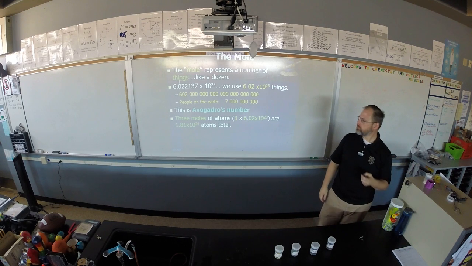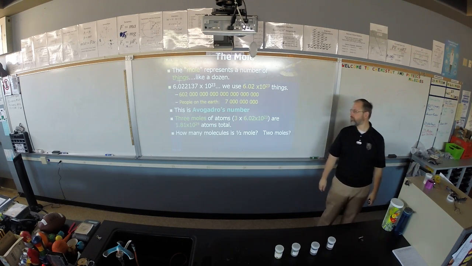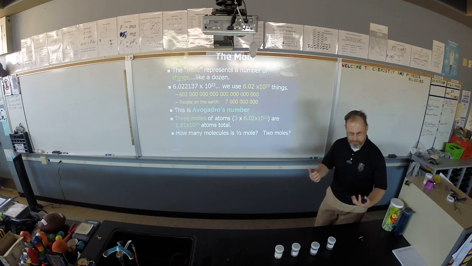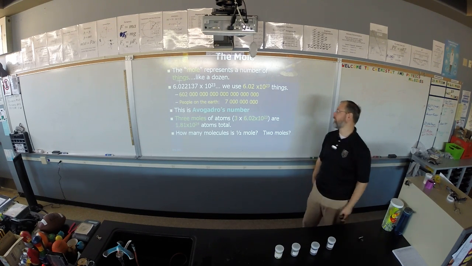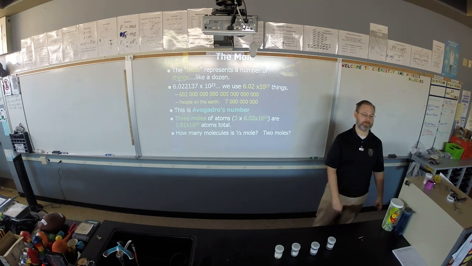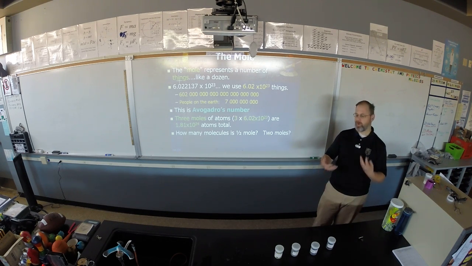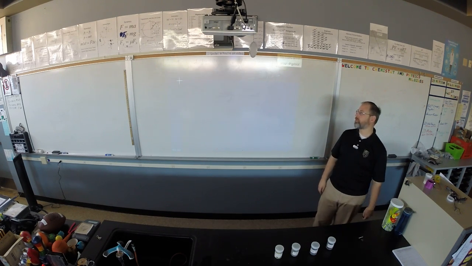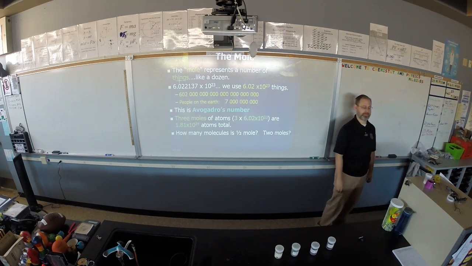Cool. All right. So, how many molecules is half a mole of molecules? 3 times 10 to the 23rd. How many is 2 moles? 2 times 6 times 10 to the 23rd, 1.2 times 10 to the 24th, or 12 times 10 to the 23rd. Okay, so very, very simple stuff.